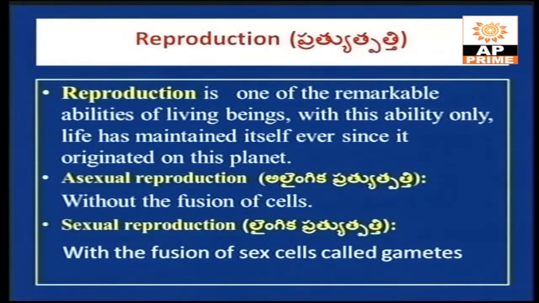Here we can divide reproduction into two types: asexual reproduction and sexual reproduction. In asexual reproduction, there is no fusion of cells. The mother cell itself is involved in the divisional process and the young ones will be formed from the mother cell itself. When we see sexual reproduction, or లైంగిక ప్రత్యుత్పత్తి, the fusion of female and male sex cells takes place.